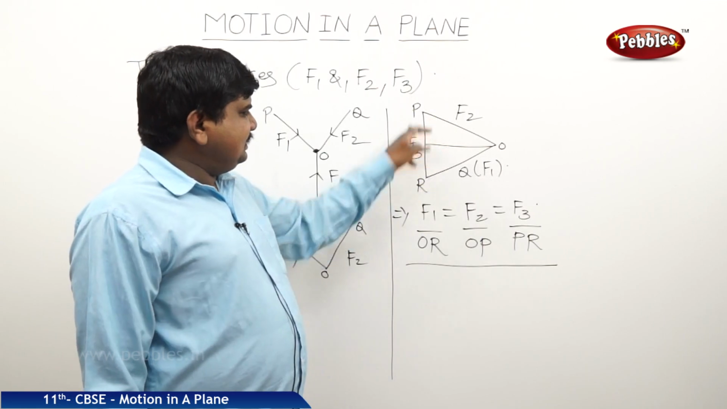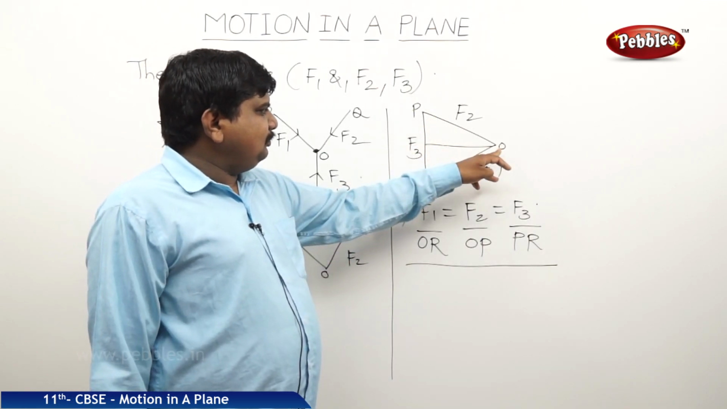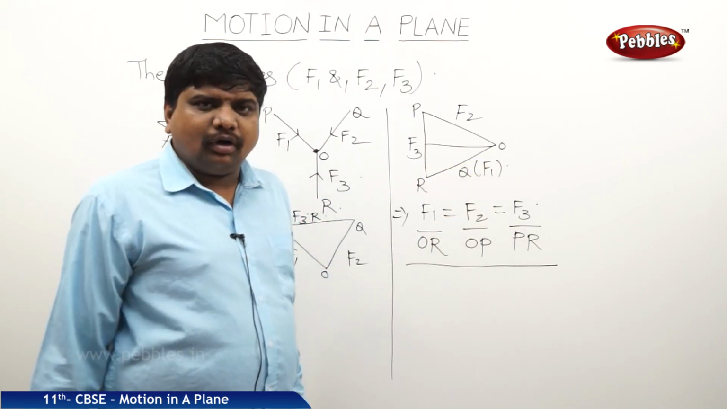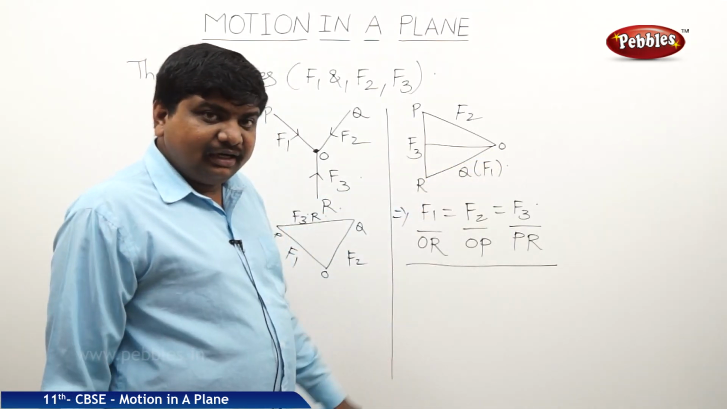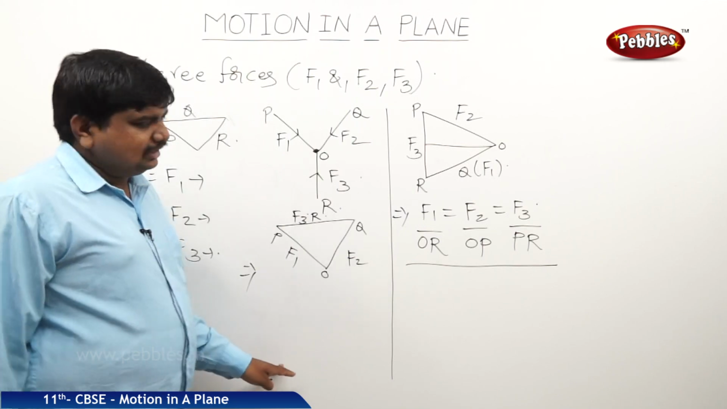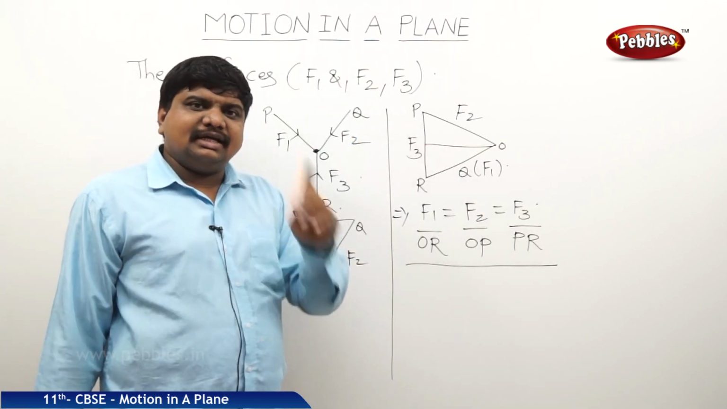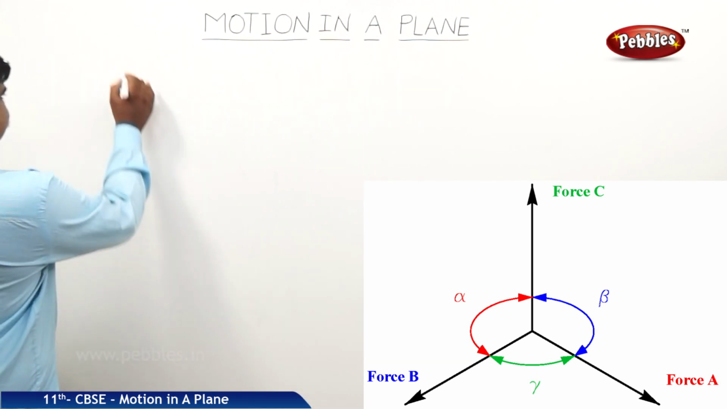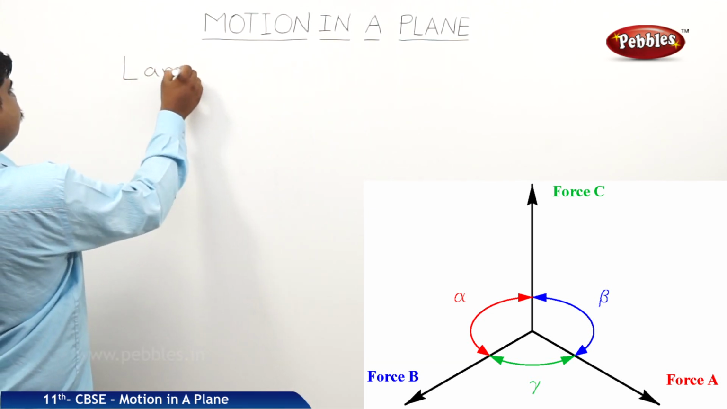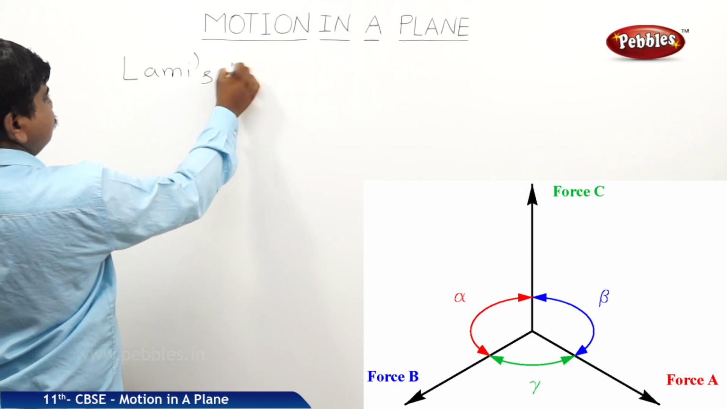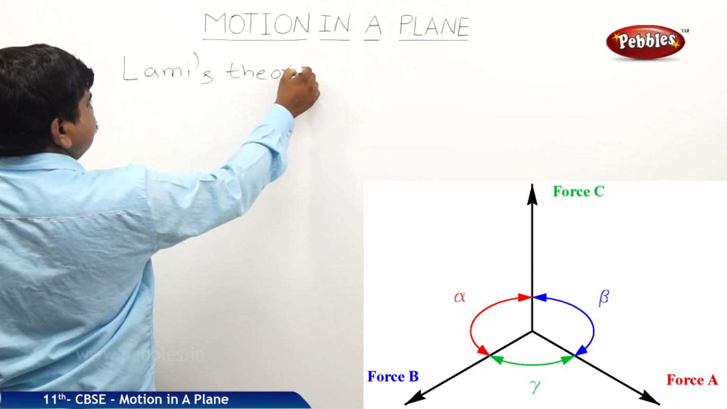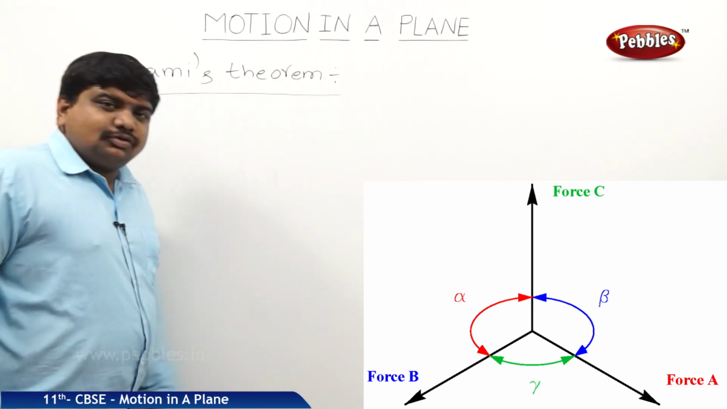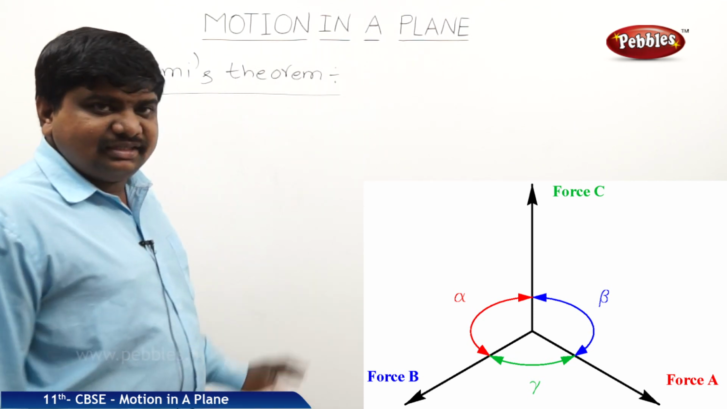So F3 is in the direction of PR, F2 is in the direction of OP, F1 is in the direction of OR. So like this we can find out the triangular law of vectors when three forces are keeping a point in equilibrium. The next one is Lami's theorem. So what we can understand from this Lami's theorem?